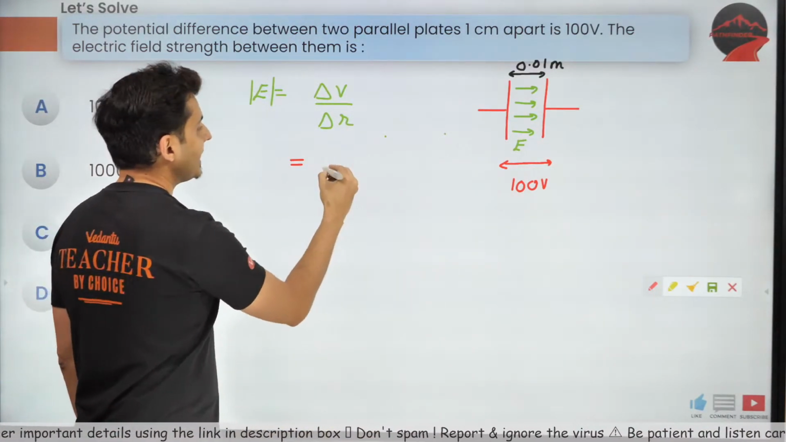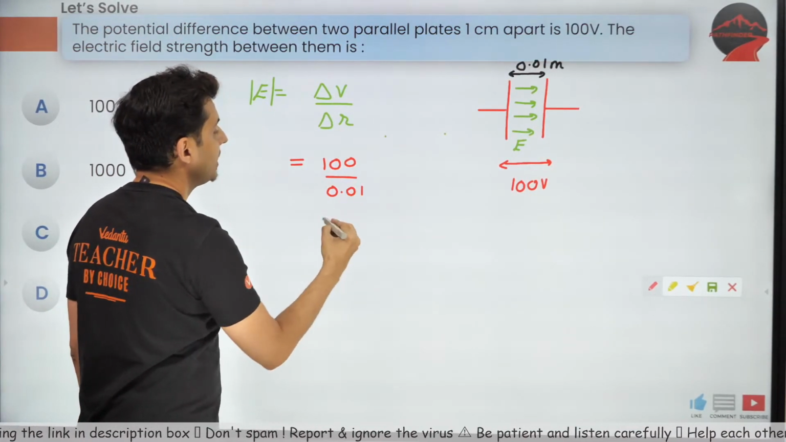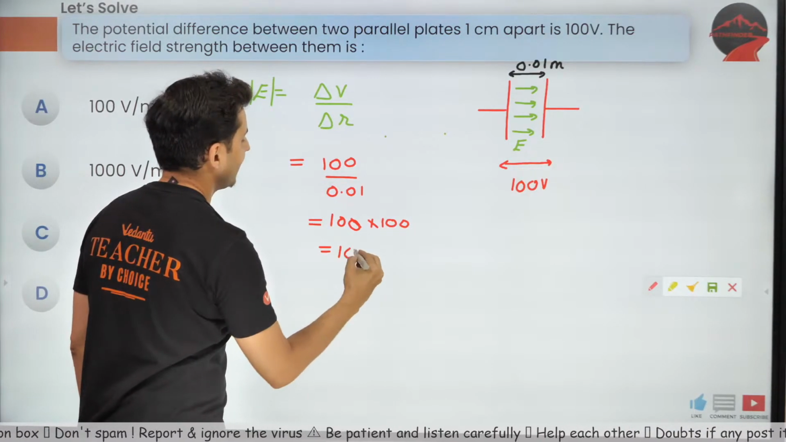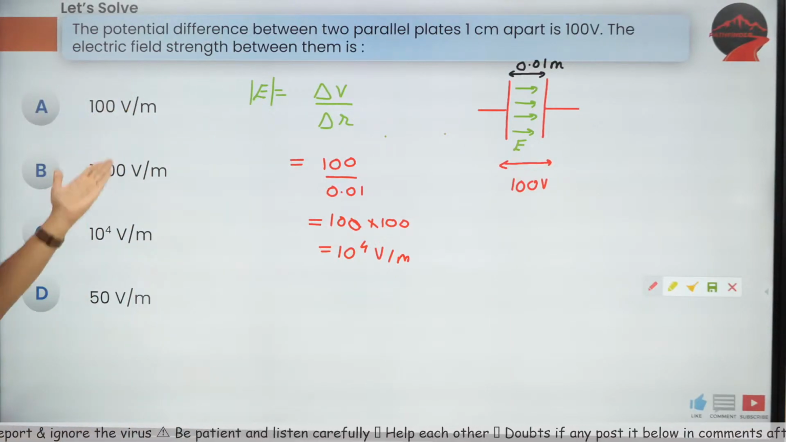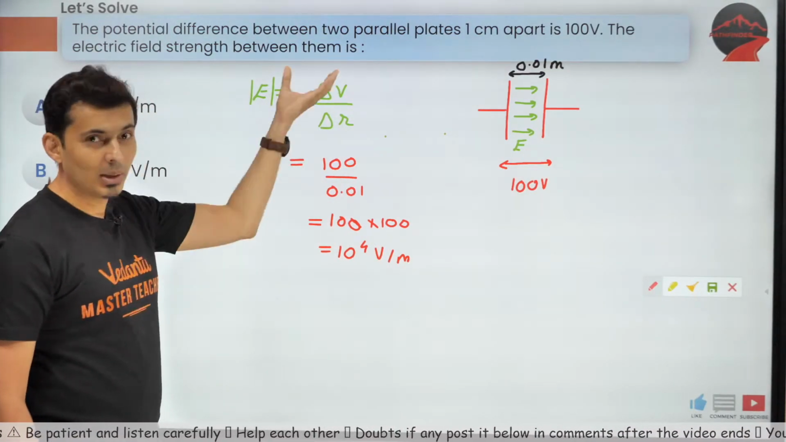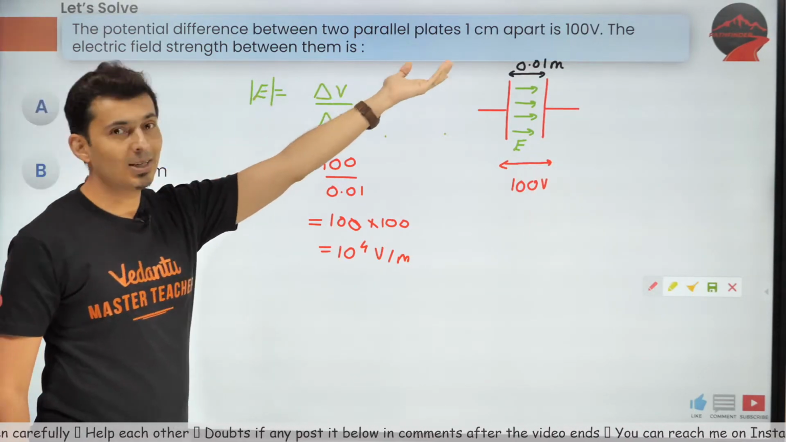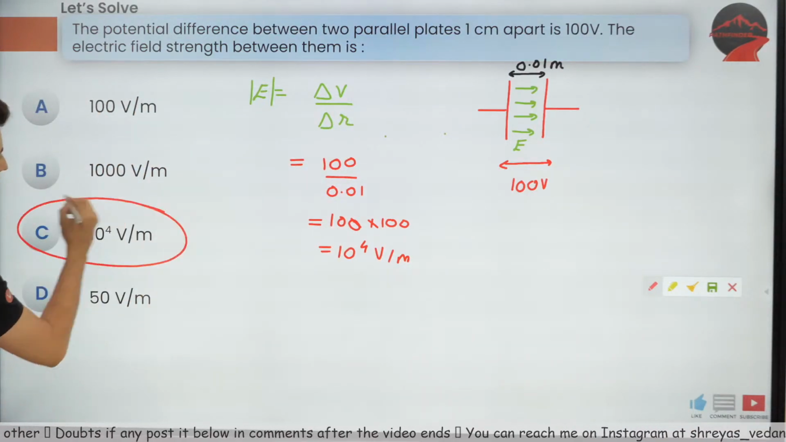So del V is nothing but 100. What is del R? Del R is 0.01. So this will be 100 into 100, which is nothing but 10 to the power 4 volts per meter. Even if you check the units, you can get this formula very easily: voltage by meter, voltage by distance. Voltage is given, 100. Distance is given, 0.01. Just divide it and you'll get the answer, which is option C.